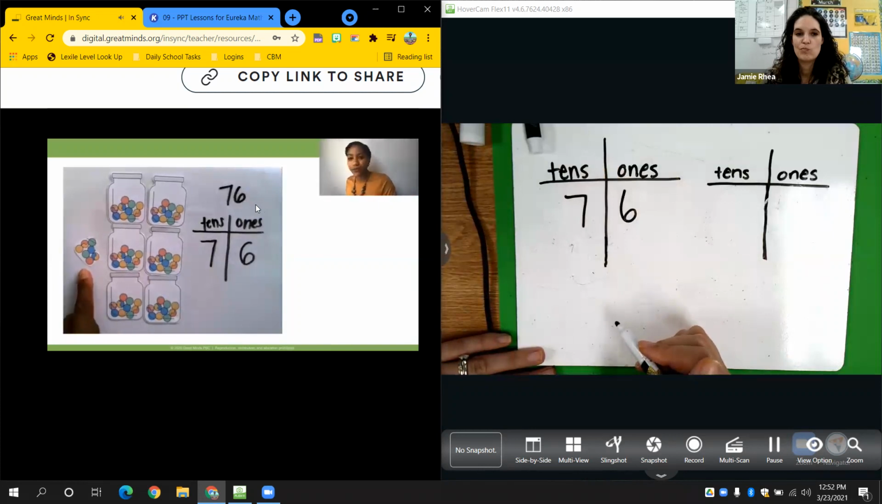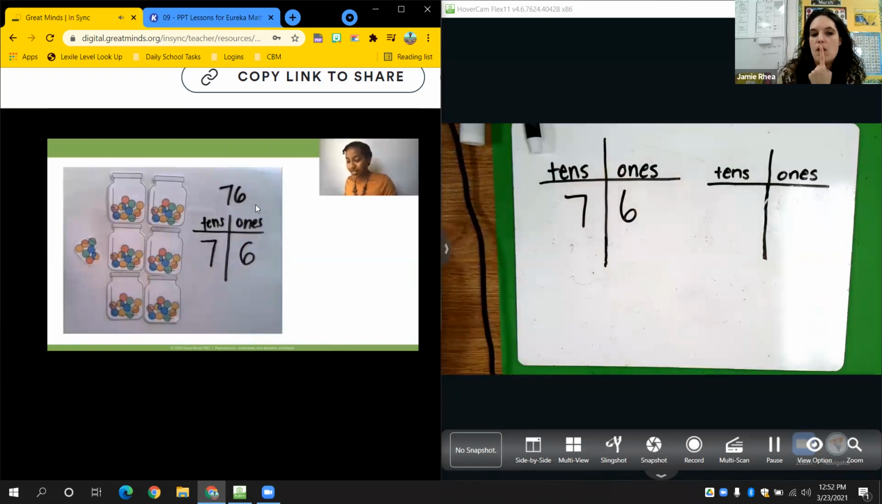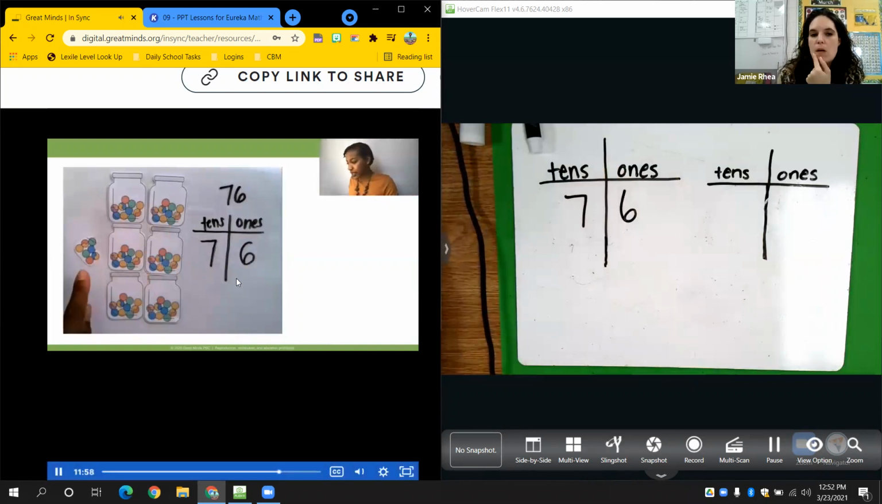I have 7 first, and then 1, 2, 3, 4, 5, 6 second. So I just put it in that order. Okay, time out. Let's look at this. She said she counted 7 first, and then she counted 6, and she put it in that order. But is that right?